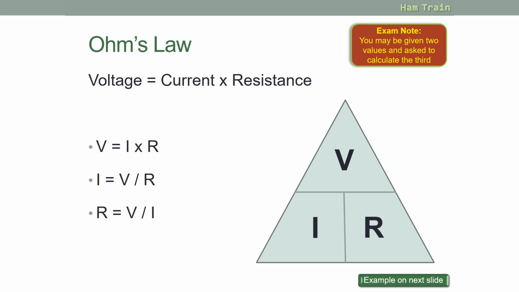The current equals the voltage over the resistance. And the resistance equals the voltage over the current. Exactly the same as we've learnt before. Let's look at an example.